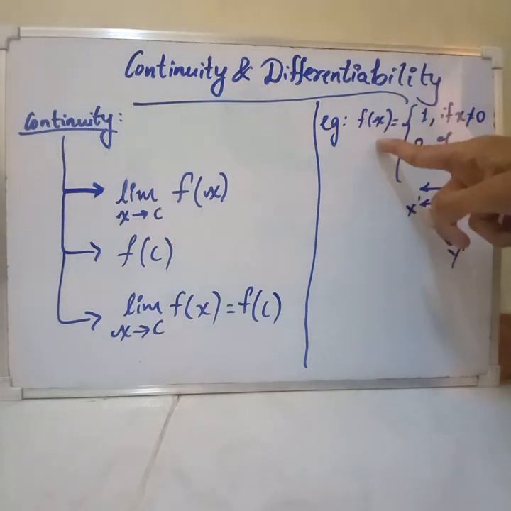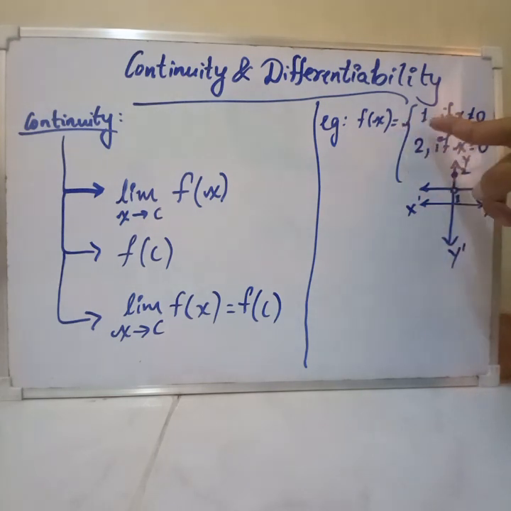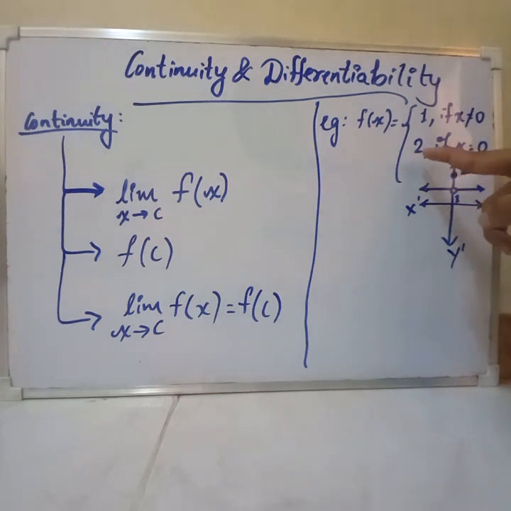So to understand this better, we'll take an example here. So we are having f of x, a function given. It is equal to 1 if x is not equal to 0, and it is equal to 2 if x is equal to 0. So this is the graph of the function. If you see, so when x is not equal to 0, that means this point will be the point where x is 0, right?